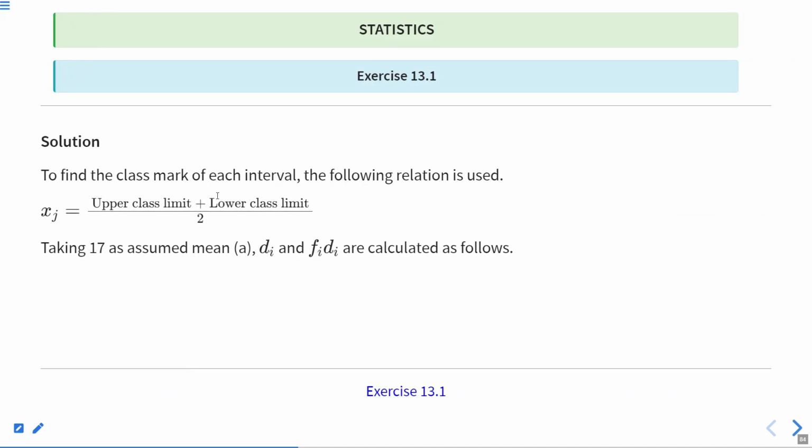To find the class mark of each interval, the following relation is used: xi is equal to (upper class limit plus lower class limit) divided by 2. And taking 17 as the assumed mean a, di and fi di are calculated as follows.